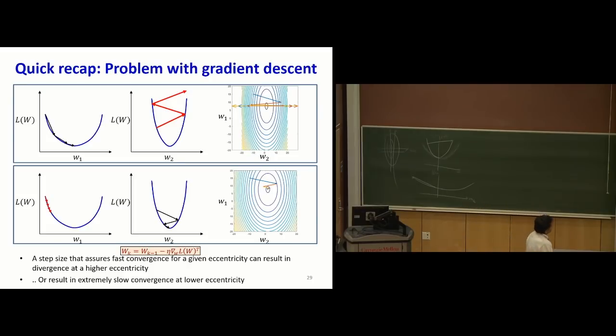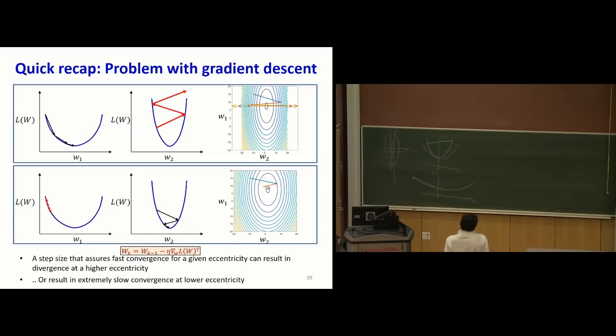And as a result, you're going to have behavior of this kind. A step size that makes me arrive at the optimum fast for W1 can end up having the error blow up with respect to W2. So what is the net effect? Although in one direction I'm arriving towards the minimum, in the other direction I'm going away. So overall, I'm not actually arriving at the optimum.